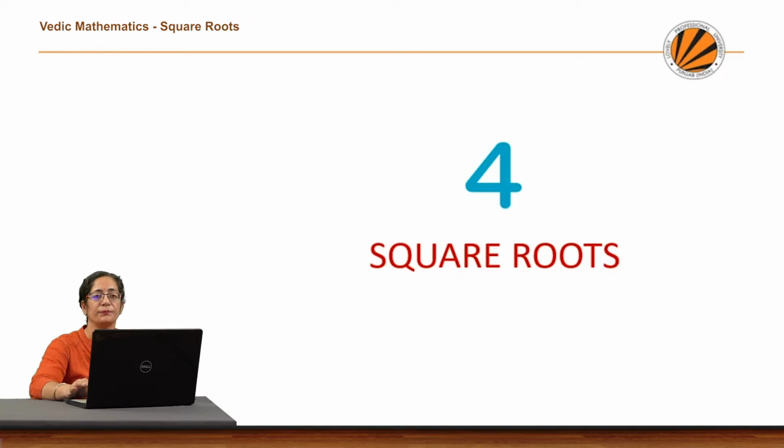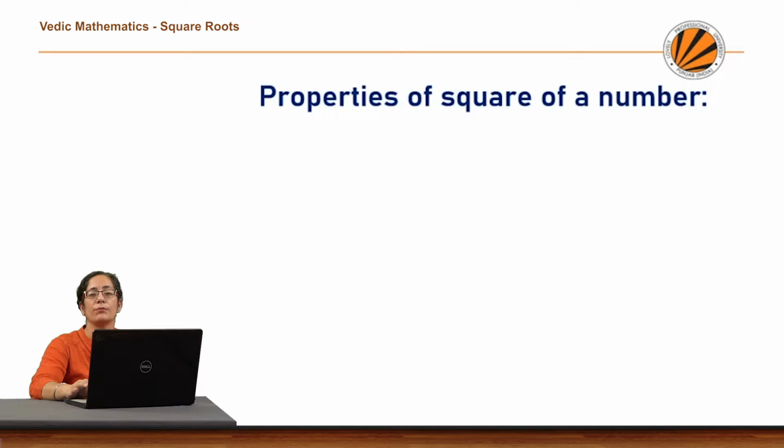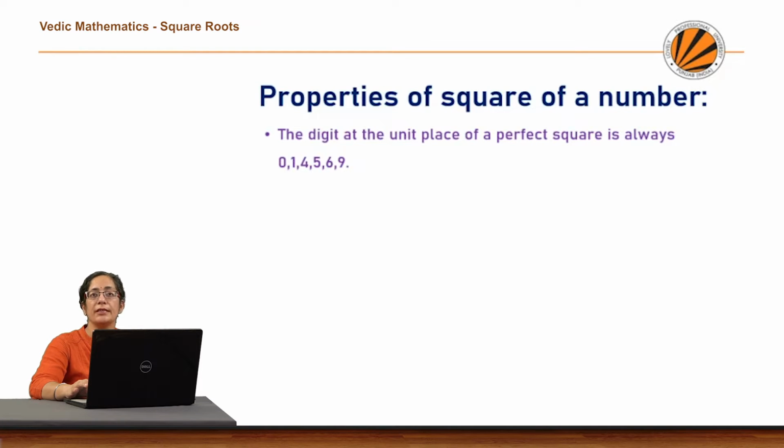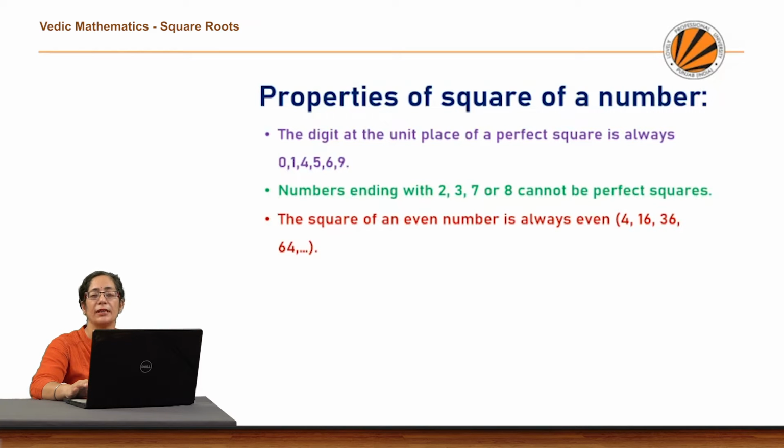Right, so let's start. First we have to see what the properties of a square of a number are. If we talk about the digit at the unit place of a perfect square, you can observe it is always 0, 1, 4, 5, 6 or 9. No other digit can appear if it is a perfect square. Numbers ending in 2, 3, 7 or 8 can't be a perfect square. This is just an observation, but it is obviously helpful in finding square roots.